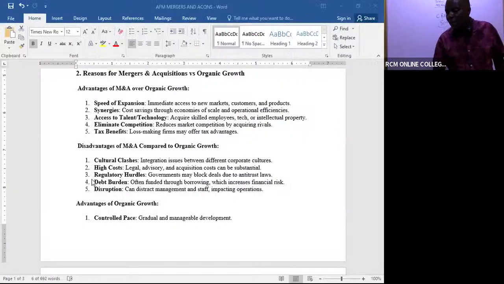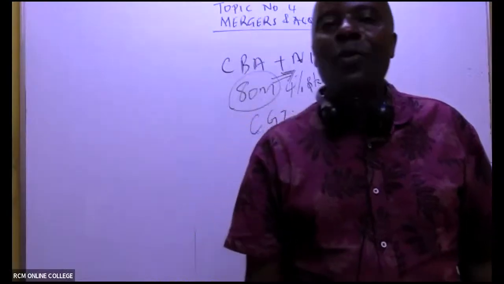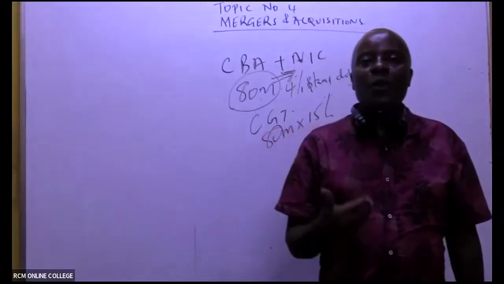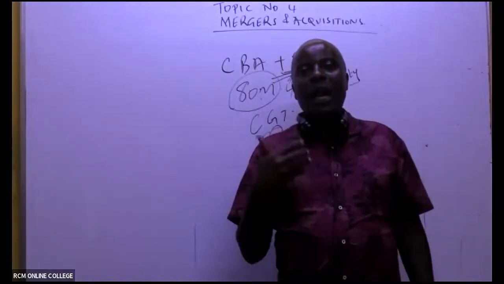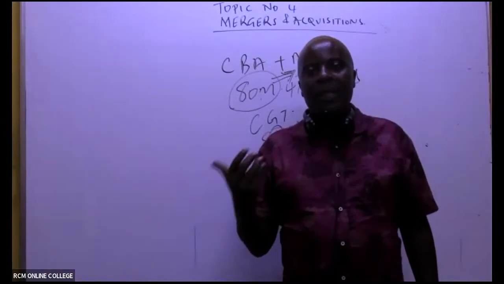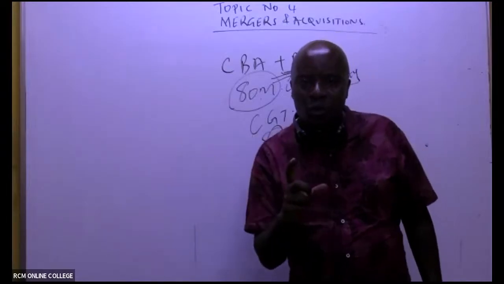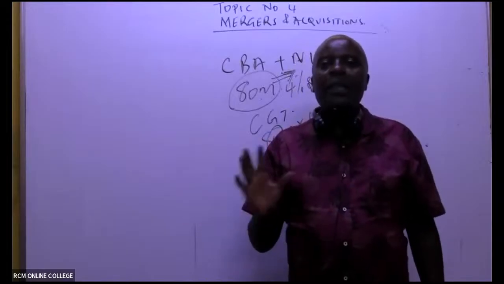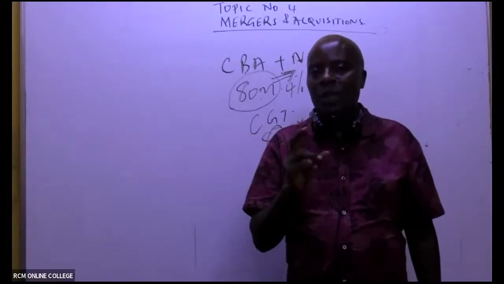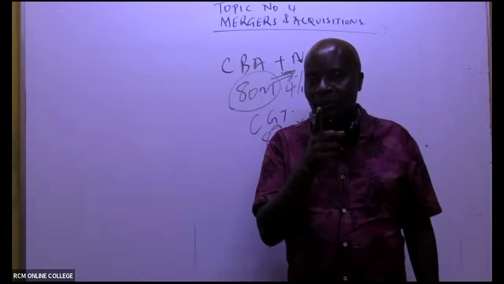Yeah. So then we have here regulators' hurdles. Governments may block deals due to antitrust laws. Ladies and gentlemen, please listen to me very well. Like the other day, if you remember, McKinney School had a problem. McKinney went and acquired, in this case, a school. Was it in Kisumu? Yeah. And the anti-competition authority was able to say, hey, no.